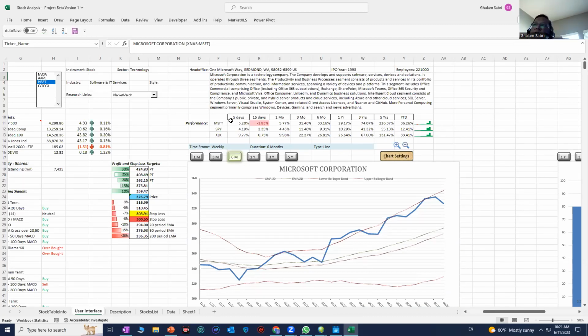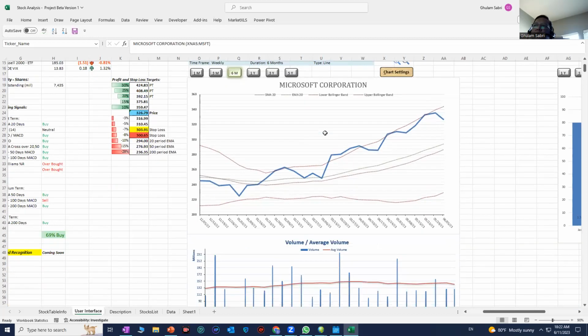So in 5 days, Microsoft gives you a return of 5.2%. In 15 days it was minus 1.83. 1 month is this, but look at 6 months, Microsoft this year, I mean from December, 33%, while the technology sector overall was up 27% and the index was up 9%. So Microsoft is beating it hands down, both the technology sector as well as the overall index.